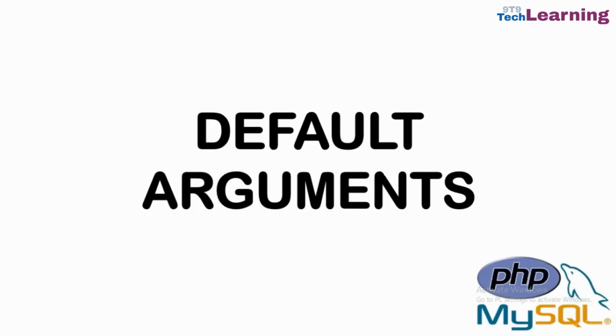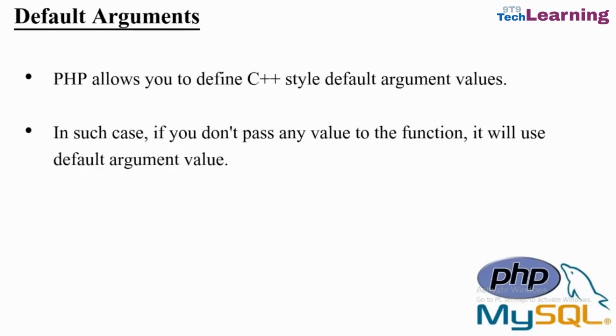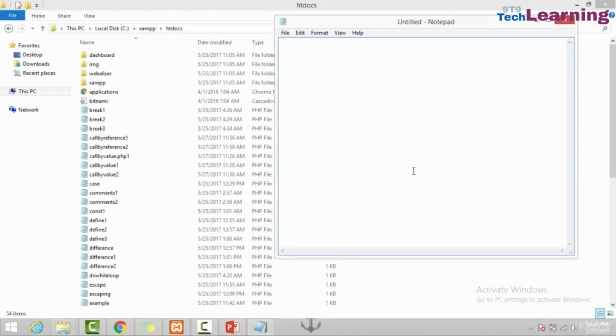This video is about default arguments. PHP allows you to define C++ style default argument values. In such case, if you don't pass any value to the function, it will use the default argument value. Now let's see the example for default arguments. So by taking a new text document, let's start.